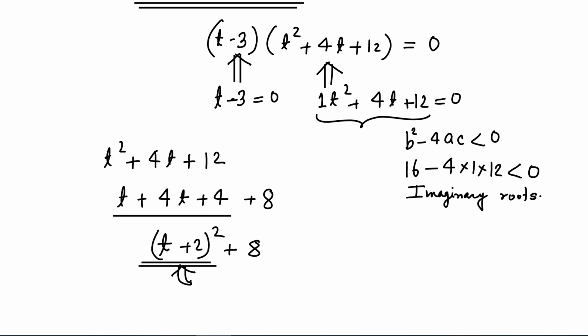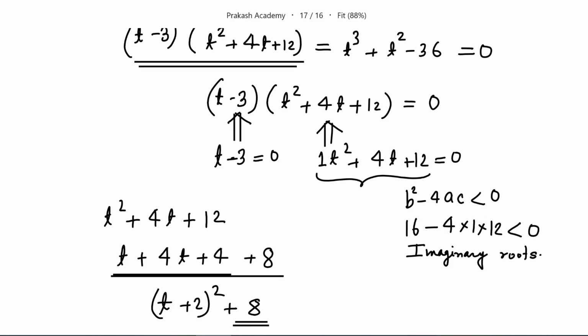So this term is always greater than or equal to 0, and then you add 8. This means the whole expression is never going to be 0. It will always be some positive number. So this term is not going to be 0, that's what we are saying. So in this case, it cannot be 0.